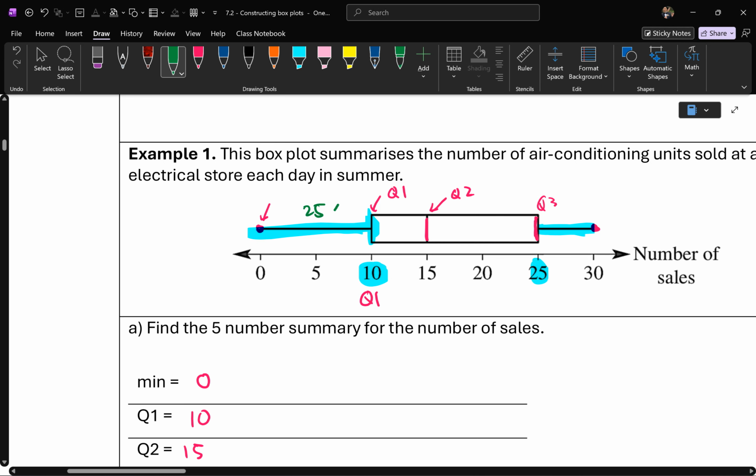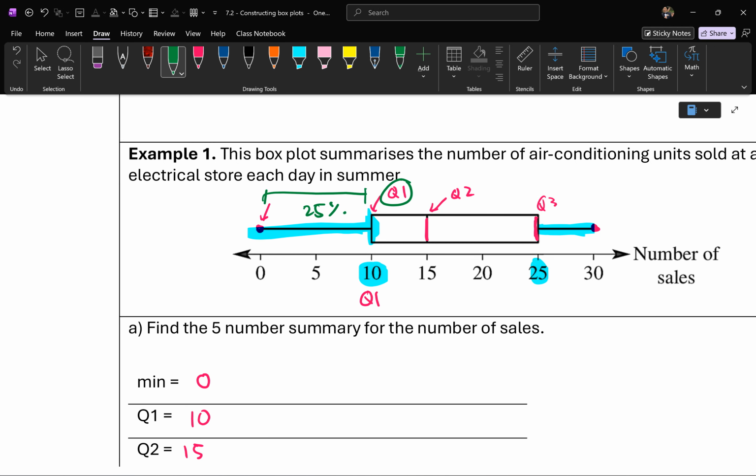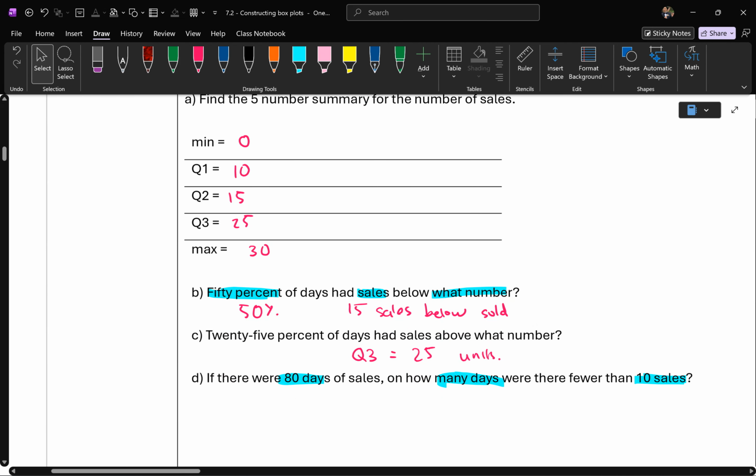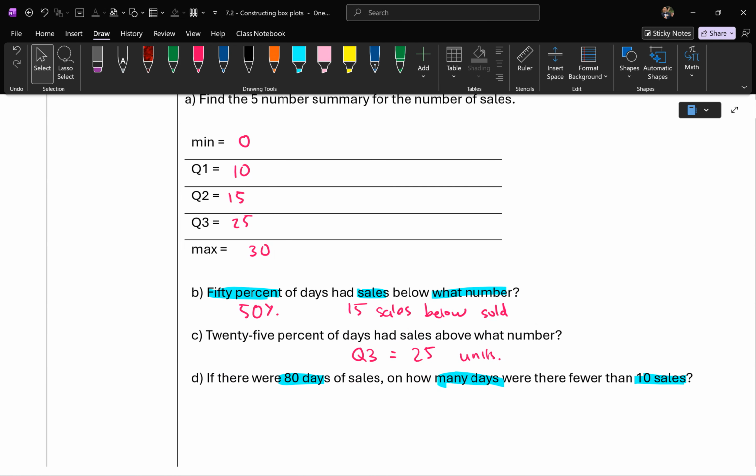25, very good, because that's what Q1 represents. Q1 represents the first quarter is 25%. From Q1 to median is another 25, and then from median to the next one is 25, and then Q3 to the max is another 25. So because they said less than 10, we know it's 25%. But we still haven't answered the question, because they said out of 80 days, we know 25% of them will be fewer than 10 sales. So you need to figure out now, what is 25% of 80 days?